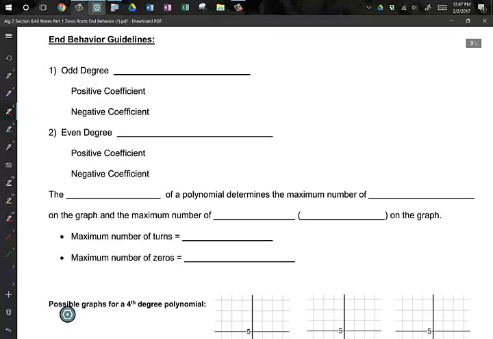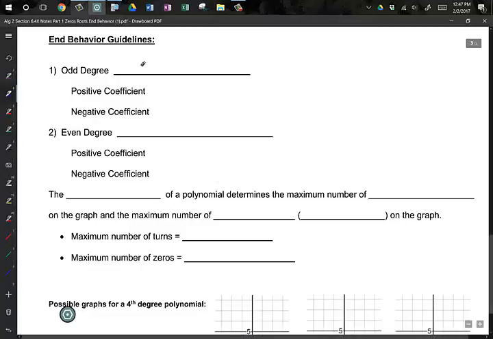All right, so let's summarize what you guys just all said. I think you did probably a fantastic job. If there's an odd degree, remember an odd degree looks generally like that. So if it's positive, it's going to start low and end high. All right, it's going to start low, end high.